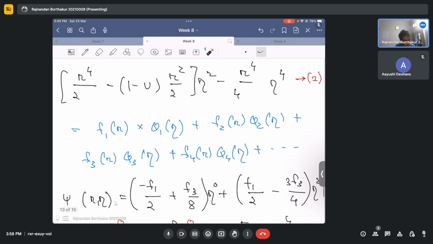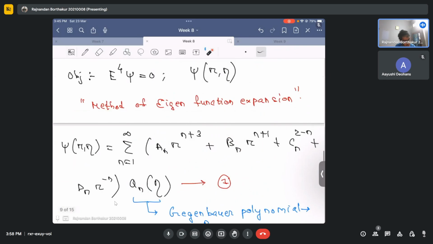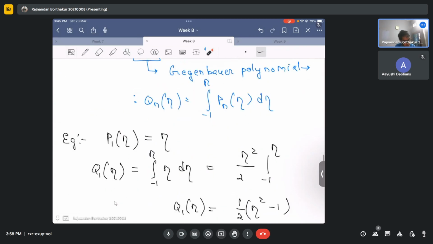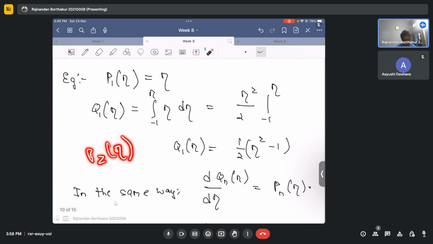Then we expanded this Q1, Q2, Q3 and Q4, because these are just Gegenbauer polynomials, and they are known to us. For instance, in the last class I showed you that Q1 is the integration from minus 1 to eta of eta d eta, which means Q1 is nothing but half of eta squared minus 1. Similarly, if you know P2 of eta, the second mode of the Legendre polynomial, you can directly calculate Q2 of eta, which will have a similar functional form, maybe with some higher power of eta.